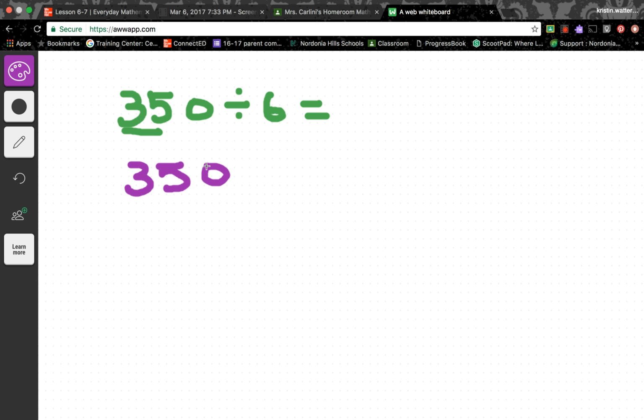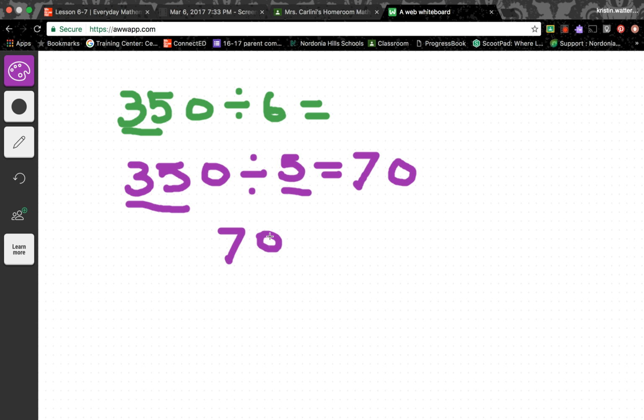Well, 350 divided by 5. We should know our basic division facts. 35 divided by 5 gets me 7. But don't forget, we have a 0 here that we have to tack on. So we could check it. We could say, well, 70 times 5. Remember, our quotient times our divisor better get us our dividend. 70 times 5, does that get us 350?